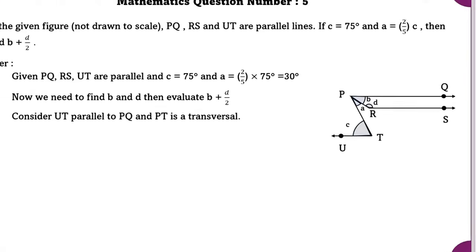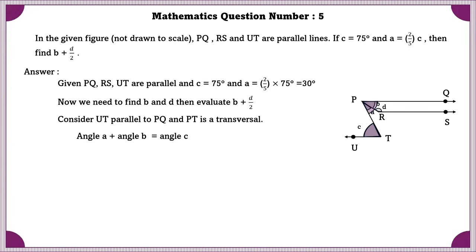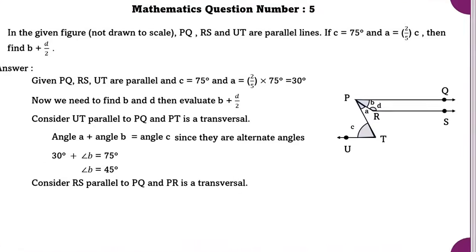Consider UT parallel to PQ and PT is a transversal. If we do that, we can see that angle A plus angle B is equal to angle C. Since we already know the values of angle A and C, we can substitute them and find the value of angle B, that is 45 degrees.